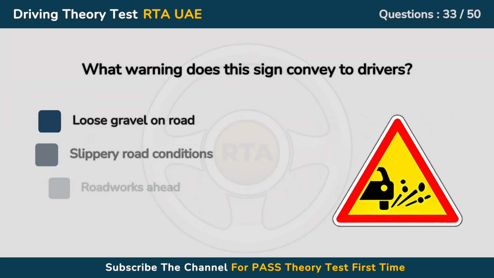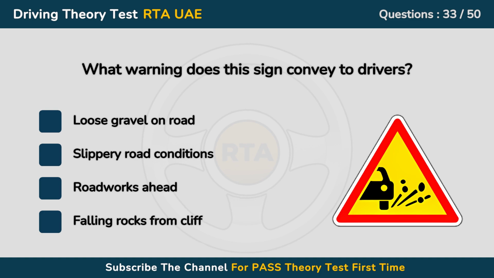Question 33. What warning does this sign convey to drivers? A. Loose gravel on road. B. Slippery road conditions. C. Road works ahead. D. Falling rocks from cliff.